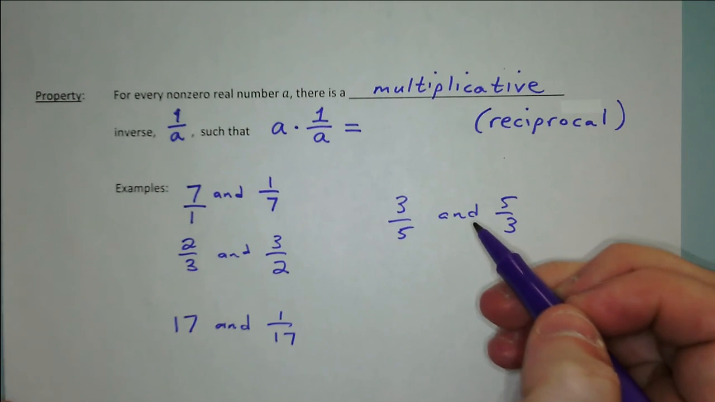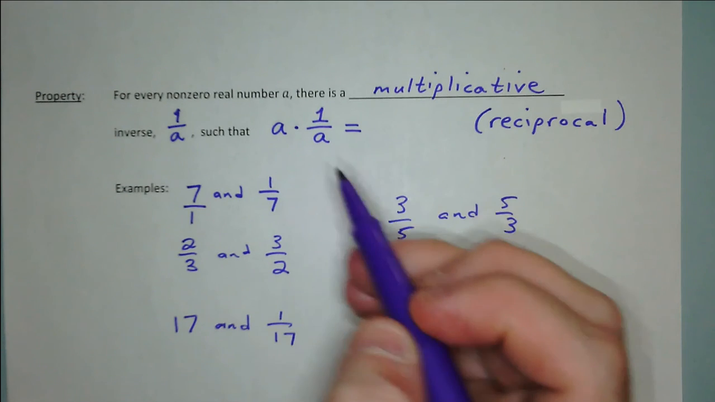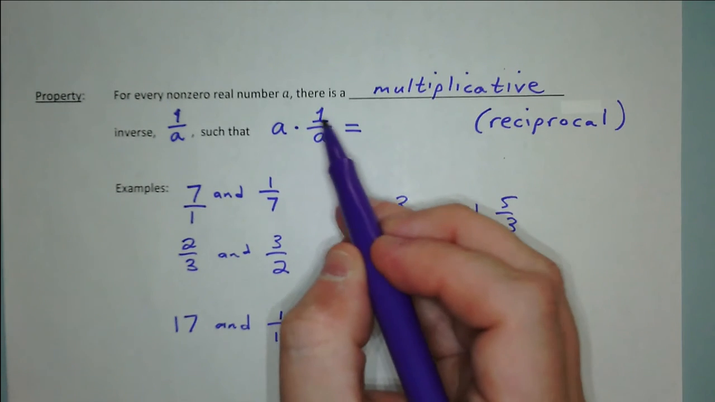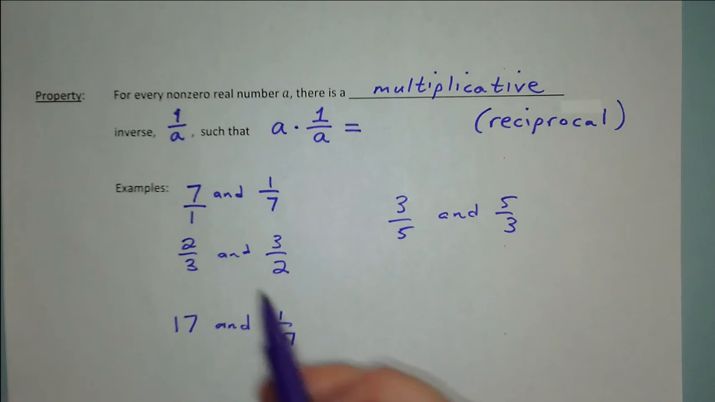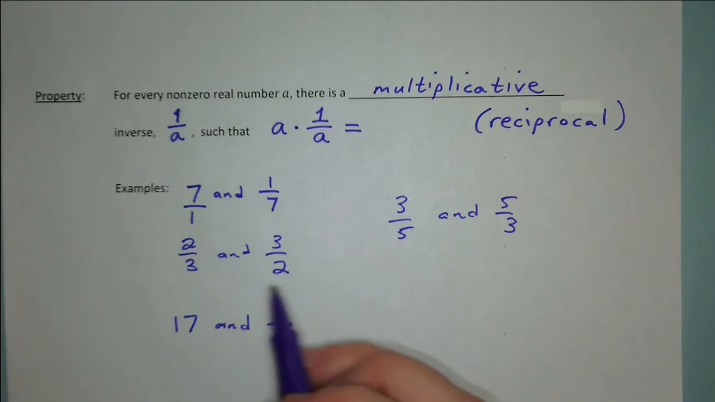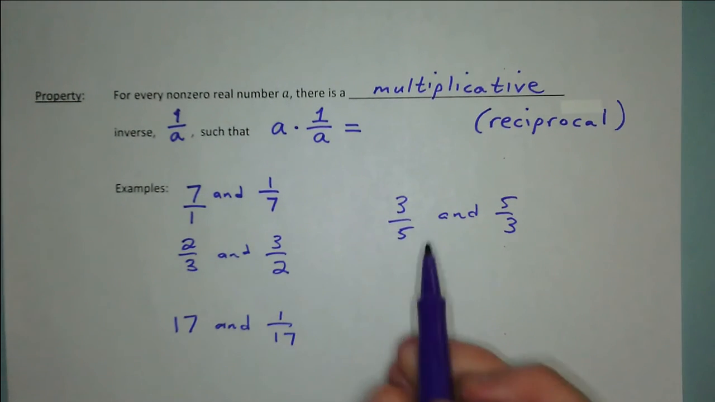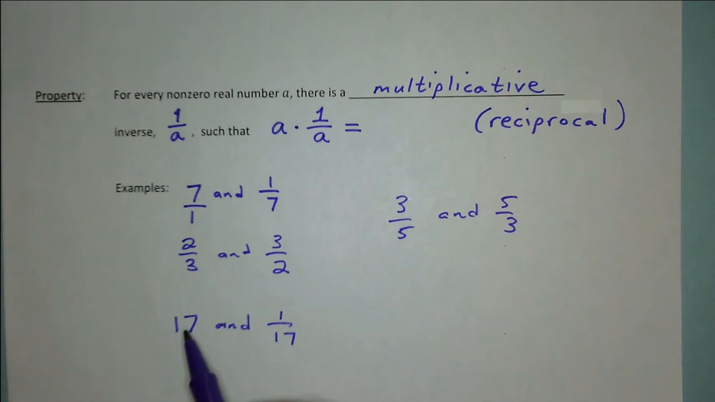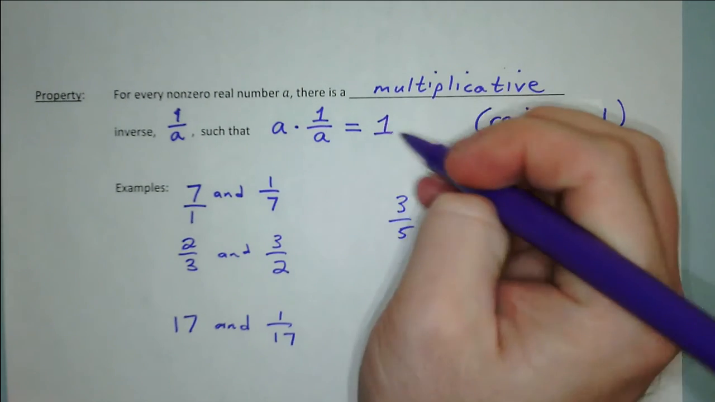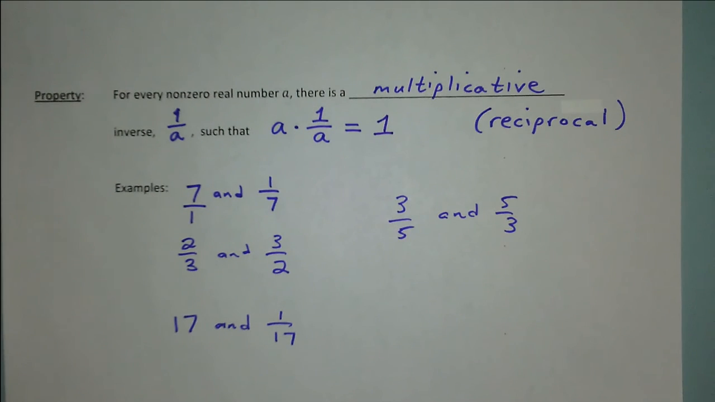So you could think of it as, when you flip it, it's the reciprocal. But the actual definition is really about when you multiply them together, what do you get? What's 7 times 1/7? What's 17 times 1/17? 1. When you multiply two reciprocals together, you should get 1. You always should get 1.